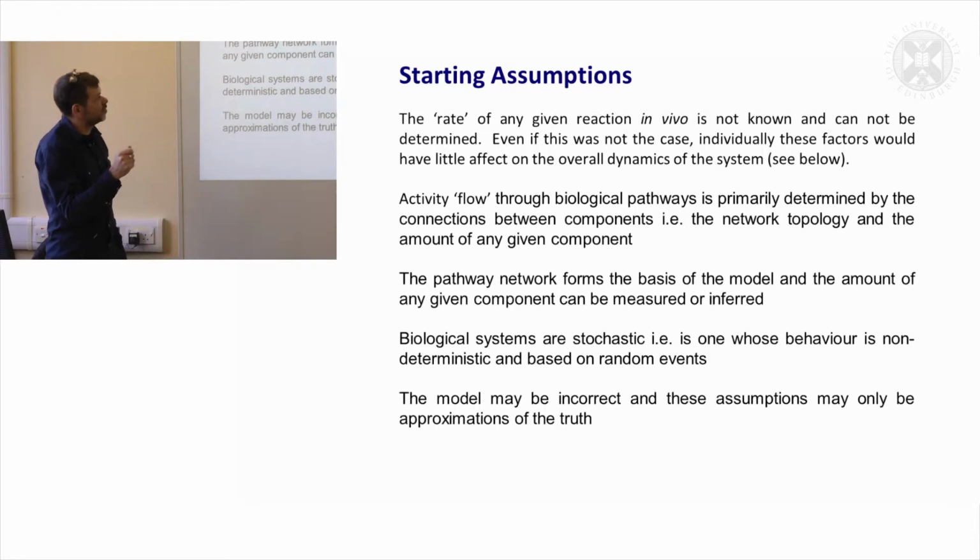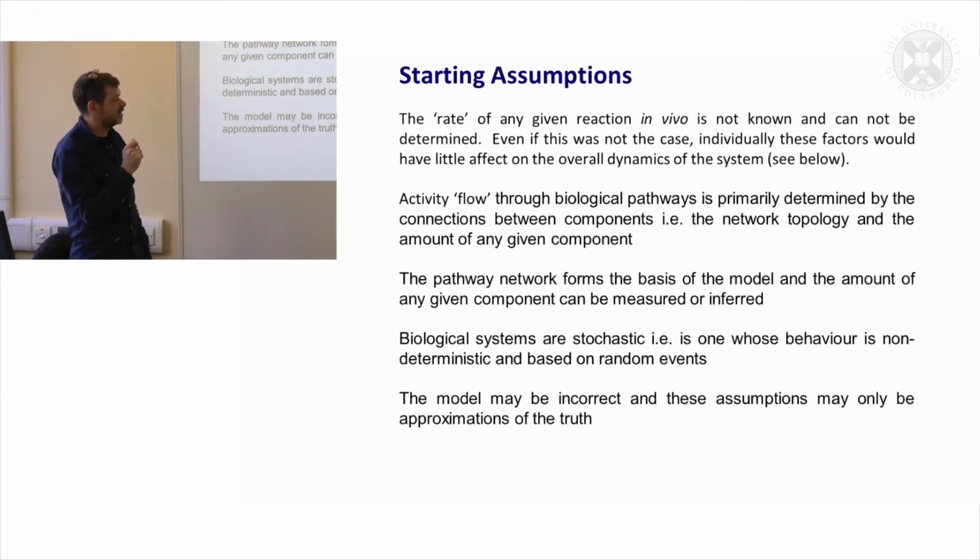And even if this was not the case, i.e. that we can actually determine the reactions, then individually these factors have little effect on the dynamics. So we're assuming that even though we might be able to determine rate constants of individual reactions, overall we don't think that these rate constants have a huge impact when taken as a system as a whole. The reactivity flow through the pathways is primarily determined by the connections between the components, i.e. the network topology, and the amount of a given component.